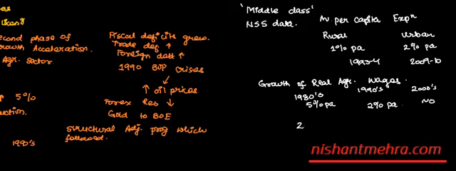It is only after 2006, when NREGA, the National Rural Employment Guarantee Act, came into force, that there was some growth of real agricultural wages. It picked up and it could be seen at that time.